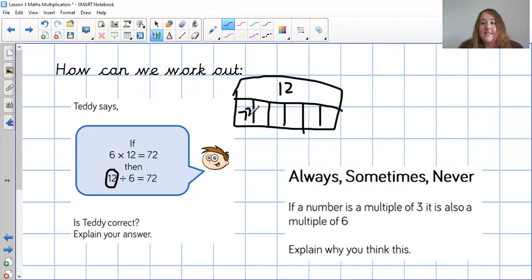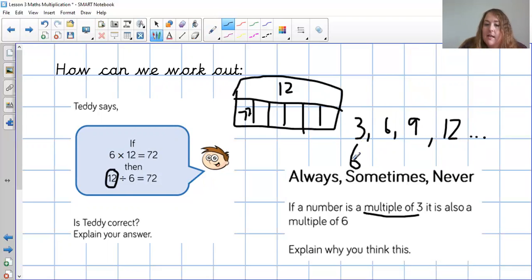Then we've got our always, sometimes, never. So it says, if a number is a multiple of 3, it is also a multiple of 6. Explain why you think this. So remember, our multiples are just numbers in the times table. So I know 3, 6, 9, 12. And I can dot, dot, dot and keep going for my 3 times table and then counting my 6 times table. 6, 12, 18.